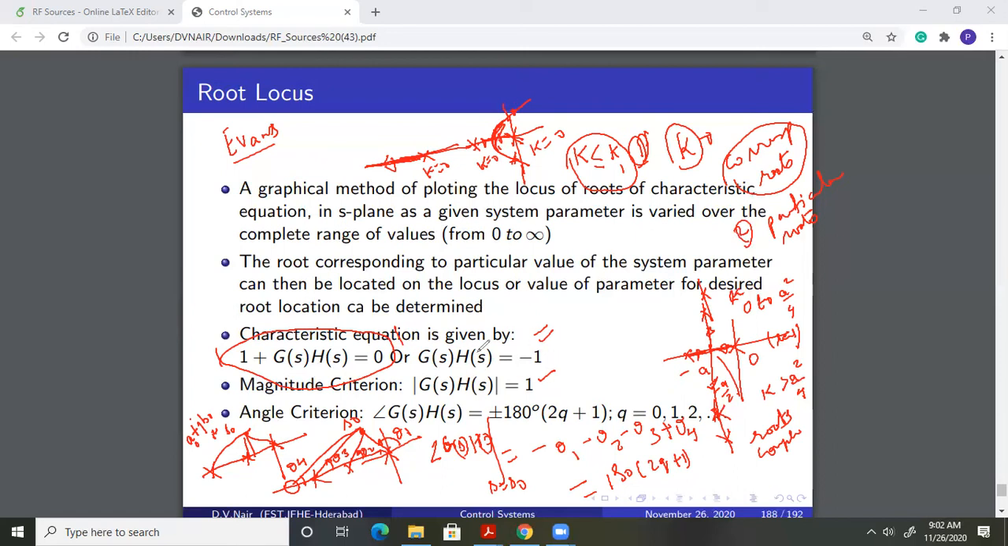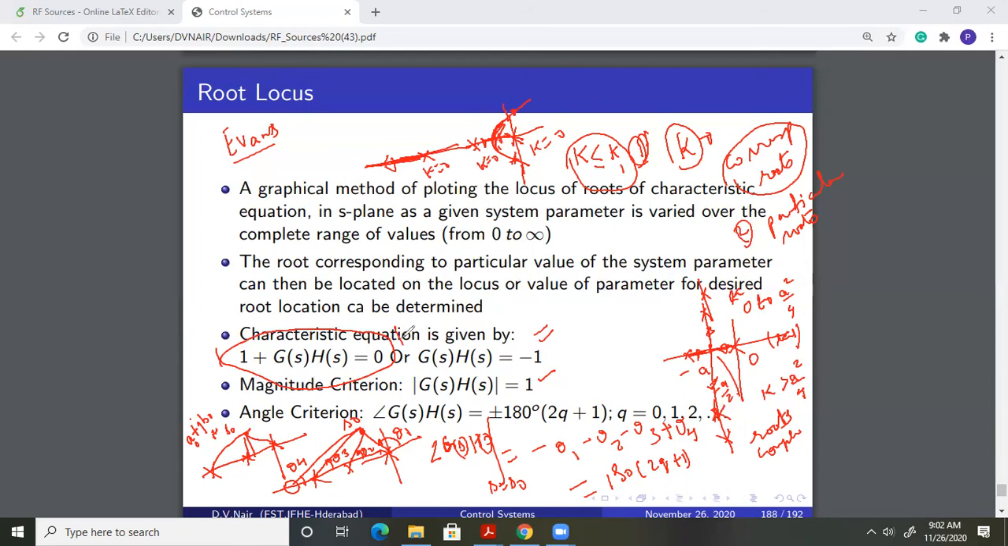And now from here onwards we get two conditions. One is the magnitude condition, another is the angle condition. And that later on became such a powerful method of graphically constructing the root locus of all possible values of the roots of the closed loop system. So remember, this was one important step that he did.